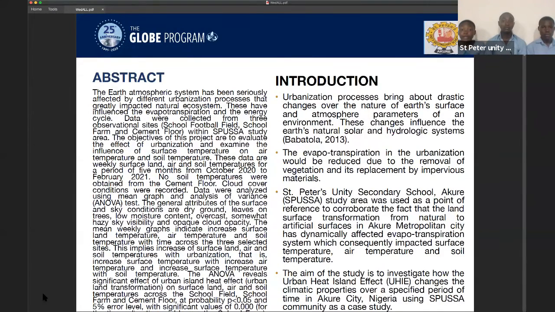And now to the introduction. Evapotranspiration has reduced due to removal of vegetation and replacement with impervious materials, presenting drastic changes in the nature of air, surface, and atmospheric parameters of the environment.